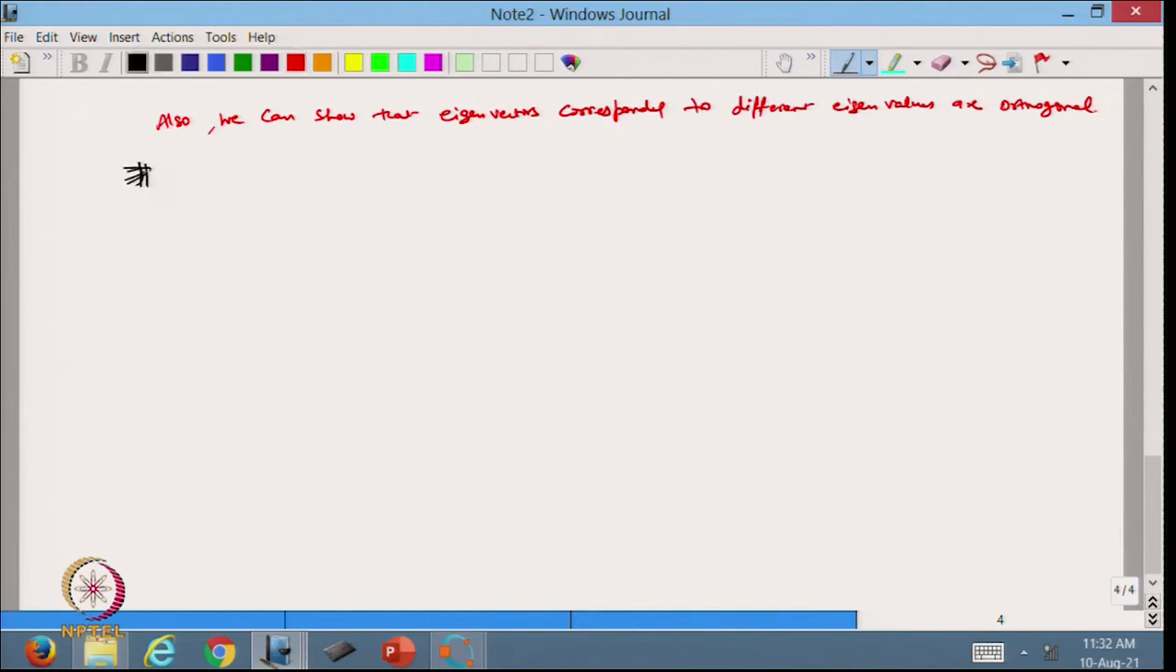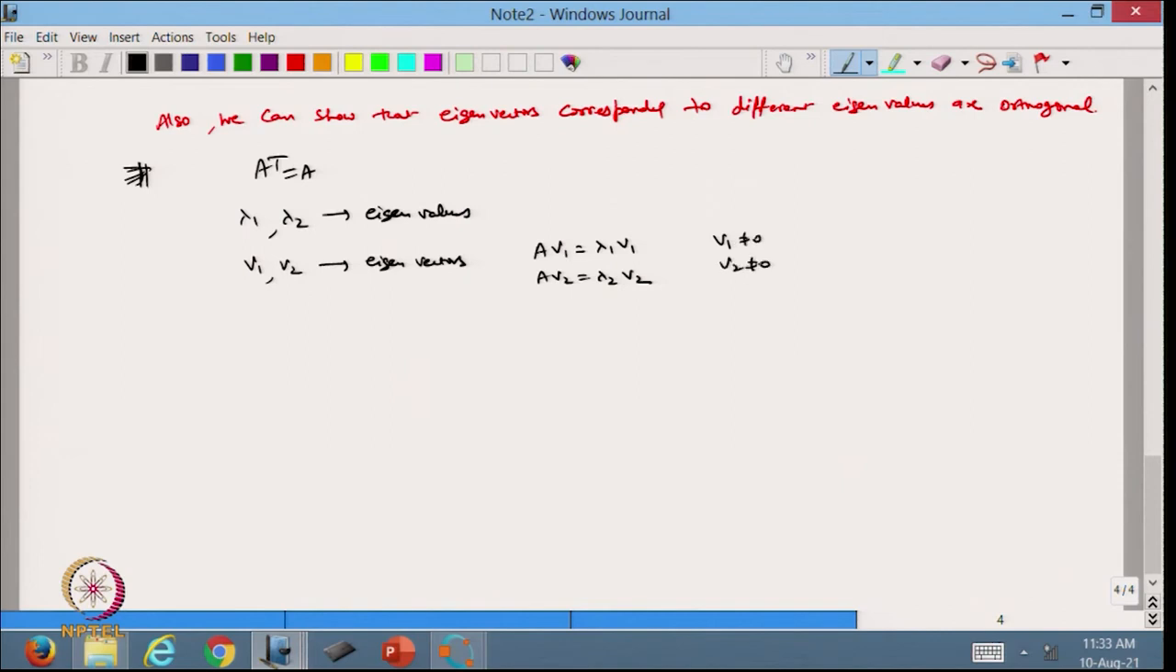So, let us do this one. I have A transpose equal to A, that is my matrix, and let lambda 1 and lambda 2 be the eigenvalues. Then suppose V 1 and V 2 are the corresponding eigenvectors. So, A V 1 is equal to lambda 1 V 1 and A V 2 is equal to lambda 2 V 2. And of course, V 1 is not 0 and V 2 is not 0.